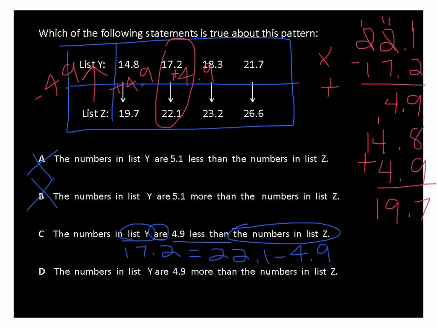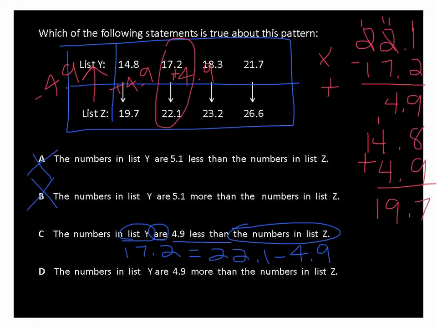Now, is this a true statement? Yes. If I look back over at my work up here, if 22 1/10 minus 17 2/10 is 4 9/10, then this would be a fact in that fact family. It would be a related fact.